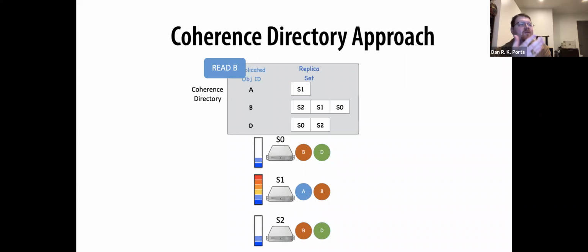So if we've got a request coming in for object B, we can look it up in the directory, see that there are 3 servers that have this, and we can send the read request to any one of them, whichever one has the lowest load. If we've got a write request coming in, well, it turns out we can actually send this write to any subset of the replicas we want, as long as we're careful to update the coherence directory afterwards so that we know correctly where to forward the next requests.